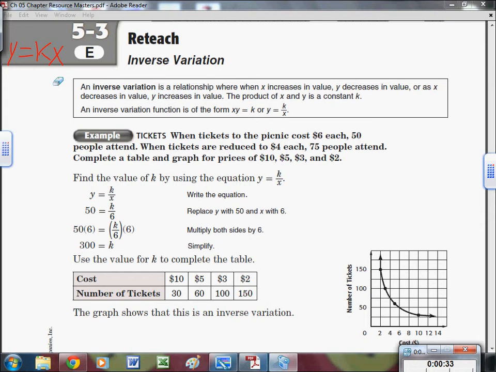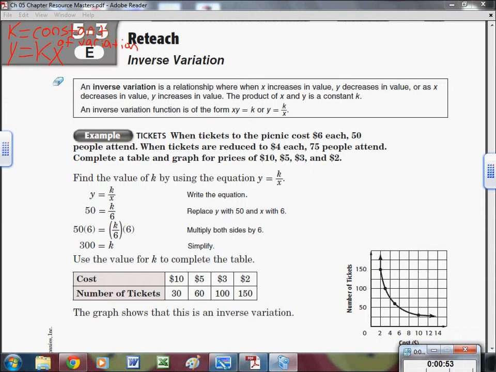It was always the same thing happening to x all the time. And k was the constant of variation. That's one of the things we talked about when doing direct variation. K was the constant of variation. We talked about that in the last video. I just want to remind you of that.